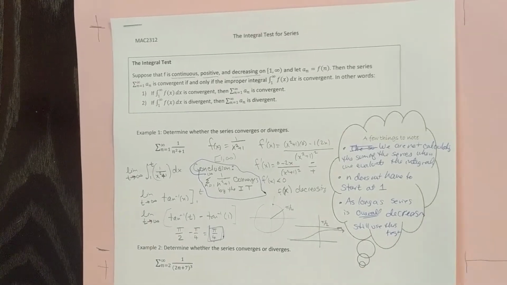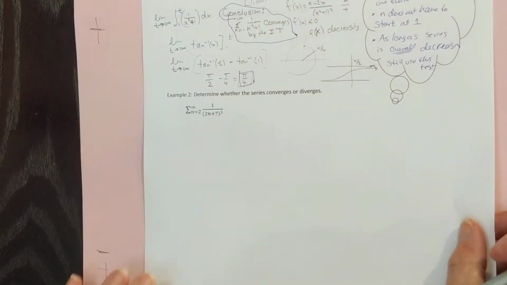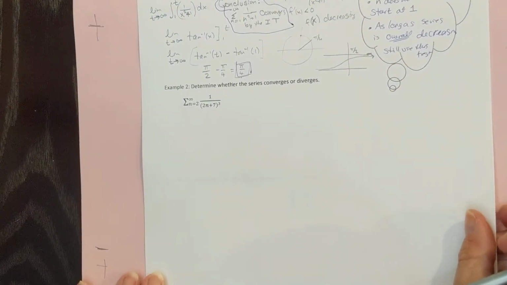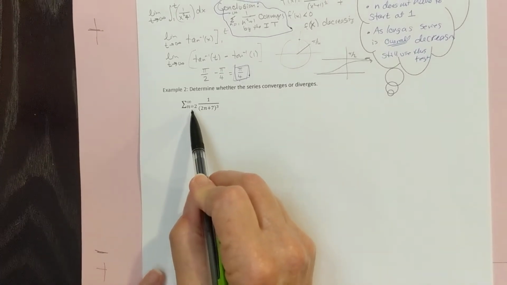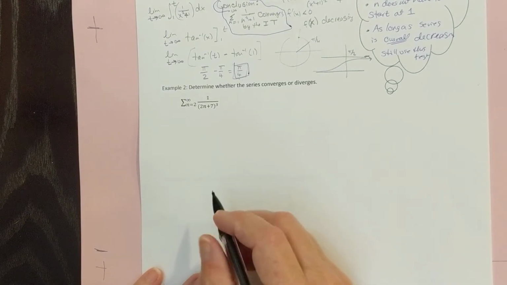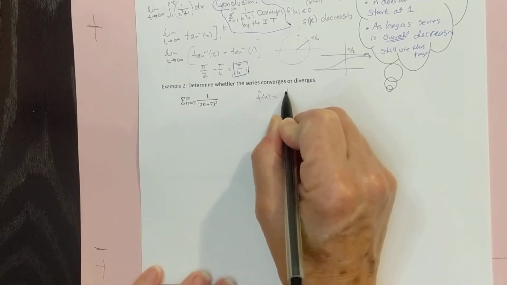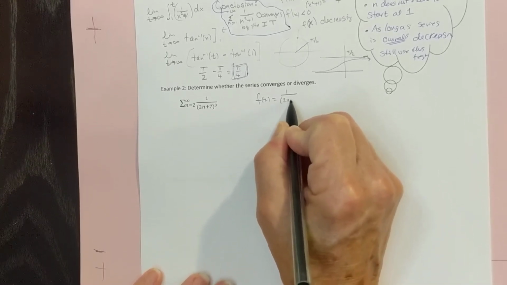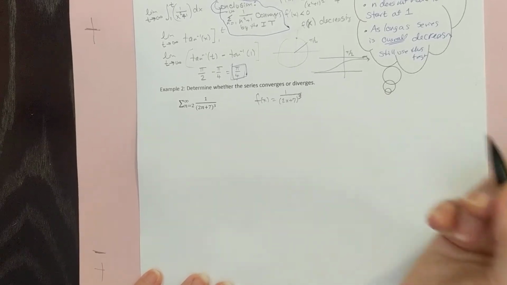Let's look at number 2. It says determine whether the series converges or diverges, and we notice here that this one doesn't start at 1, but we know that that's okay. So let's test this out. The equivalent f of x is 1 over (2x plus 7) cubed.